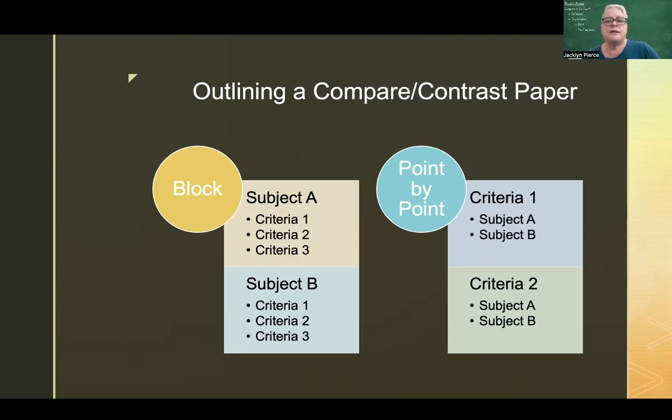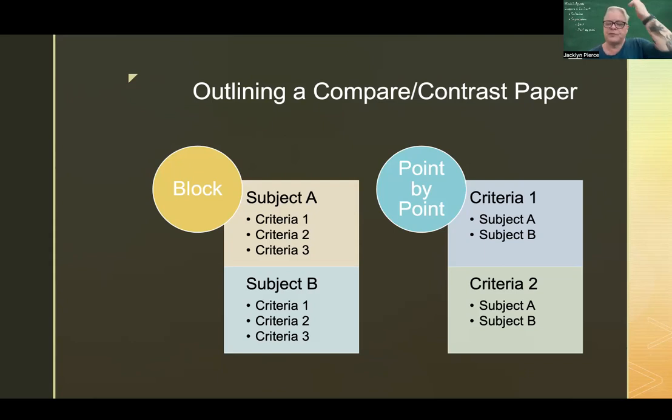So one of the decisions you're going to make this week is which way it makes the most sense to you to organize your particular paper. And a lot of times it just depends on what the subjects are and what the criteria are. Sometimes it's very easy to cover both subjects in one paragraph. And so doing it by criteria, by point, makes sense.